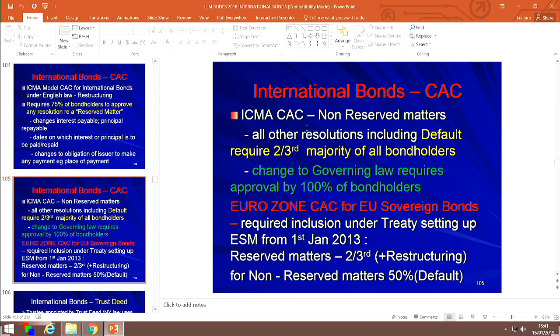But the important point is, as far as Eurozone sovereign bond issues are concerned, that is your minimum. You cannot have anything other than a CAC which has these minimum voting resolution requirements.